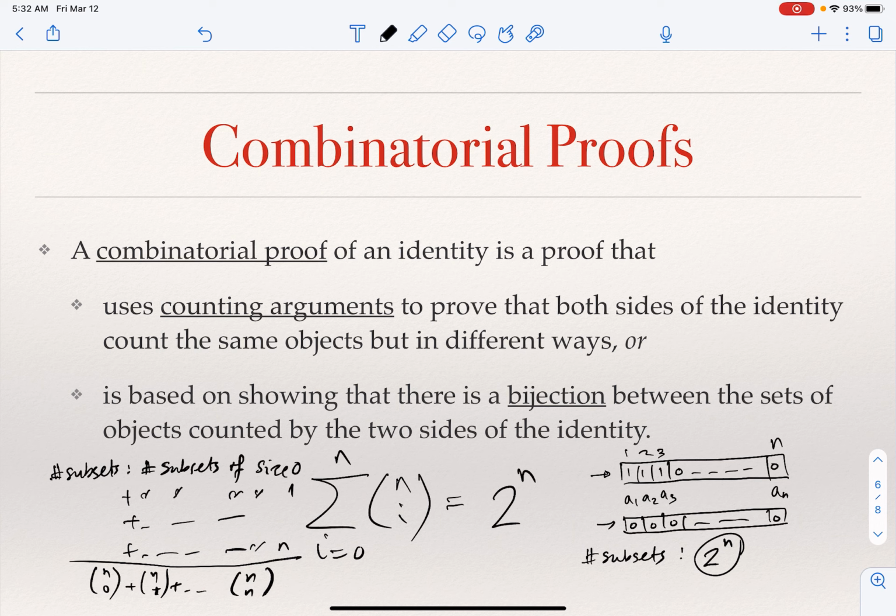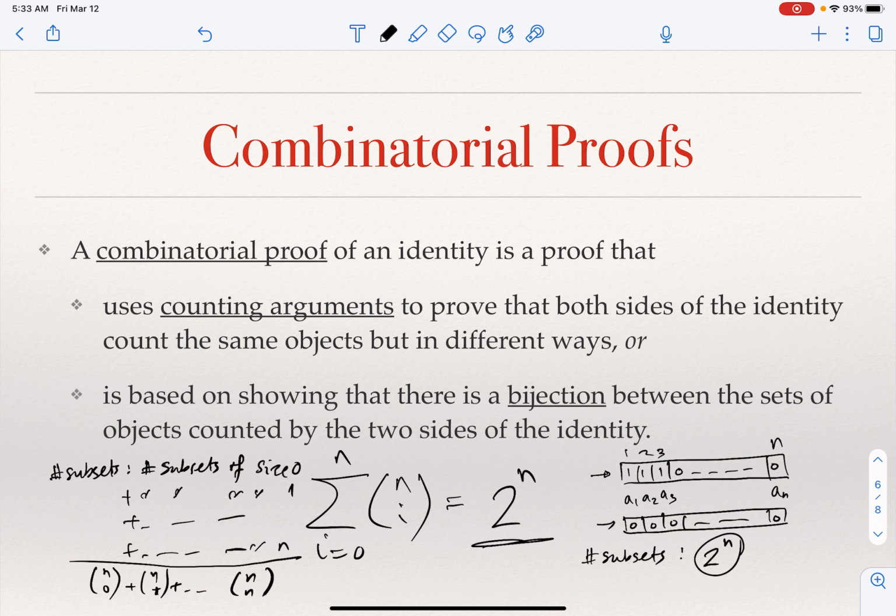If I look at it from the perspective that every subset corresponds to a binary vector, one instance of a binary vector of size n, then I get the right-hand side, 2 to the n. If I approach the counting problem differently, by counting the number of subsets of size 0, then the number of subsets of size 1, and so on, and I add them, then I get the left-hand side. These are two different ways of solving the same counting problem, so they have to be equal. And this is what we mean by combinatorial proof.